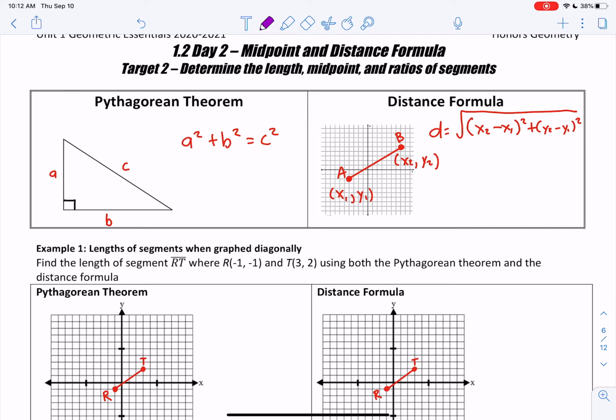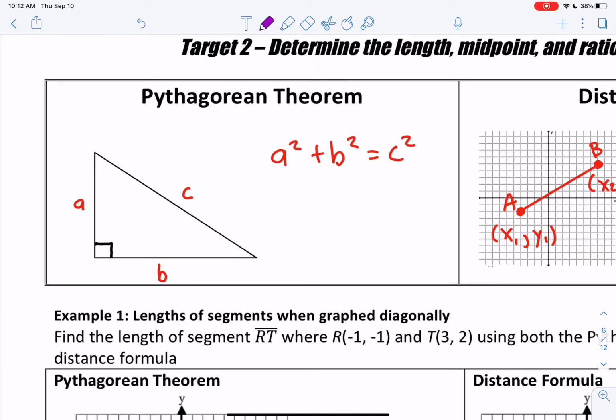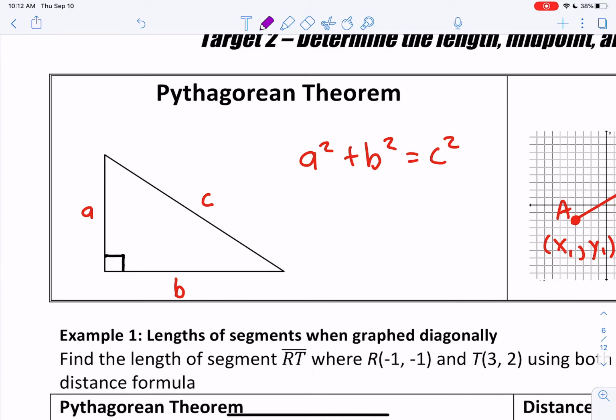All right, so before we jump into the distance formula, let's first talk about the Pythagorean theorem, because this is actually where the distance formula comes from. The Pythagorean theorem, remember, is something we use with right triangles. So again, we have a right triangle here. What we do is we name all 3 sides. We call the sides that make the right angle A and B, and the one across from the right angle, we call that one C.